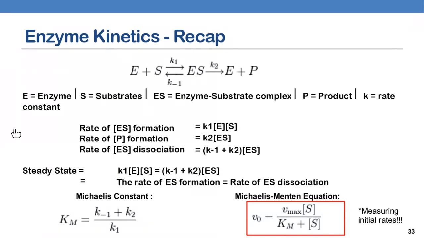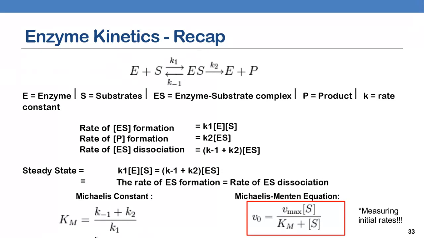So that's why the assumption says that the breakdown of this ES complex to form product has to be slower than the formation of the ES and the breakdown of the ES to reform the free enzyme and substrate, in order for these two rates to be equal. So that's the big steady state assumption, that K2 has to be slightly slower because of this imbalance. Our Michaelis-Menten constant is going to be K minus 1 plus K2 over K1.